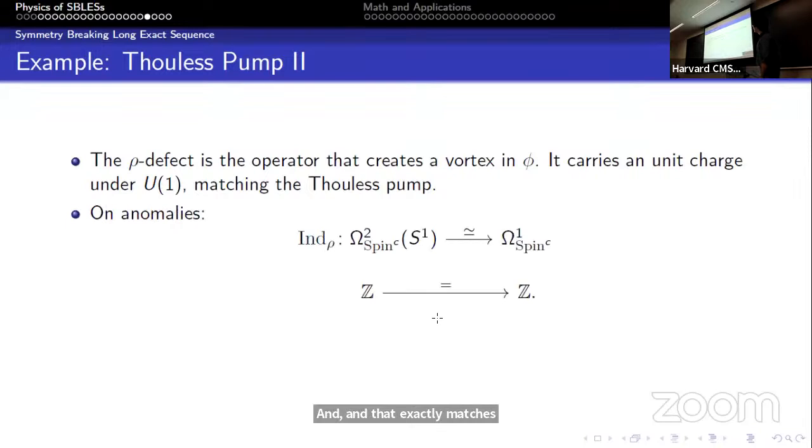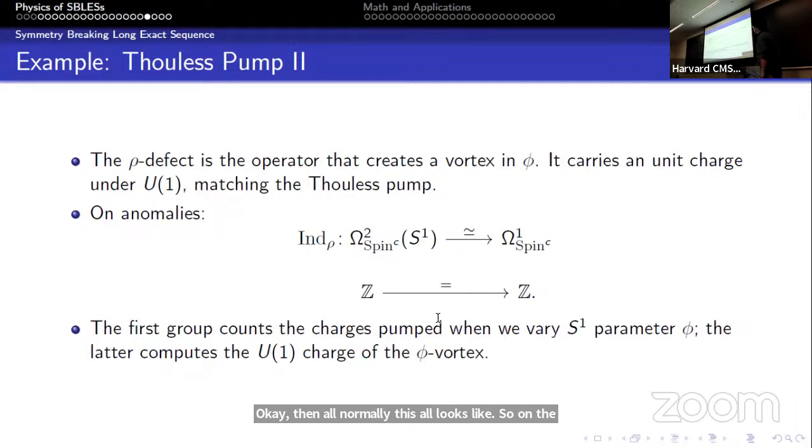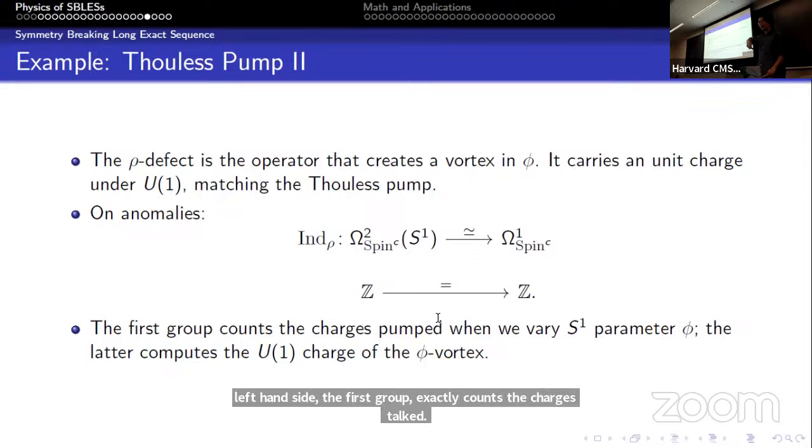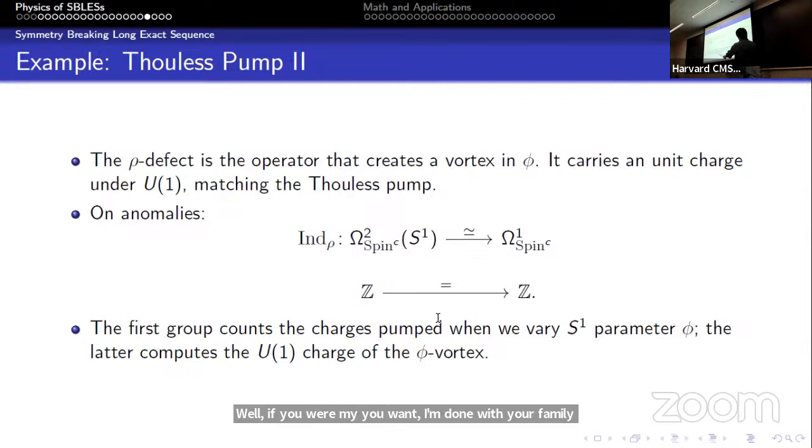And on anomaly, this is what it looks like. On the left-hand side, the first group exactly counts the charges pumped when I vary my U(1), that is, the U(1) family of boundary theories. When I vary it, the gap closes, and I count how many charges. On the latter side, it just computes the U(1) charge of that. And you see this matches, because it matches one. So that's what the index matching looks like.